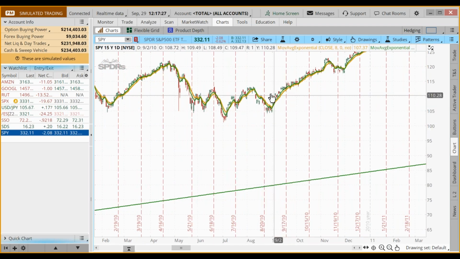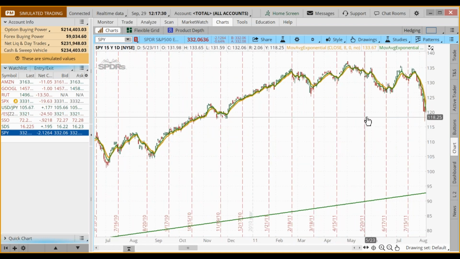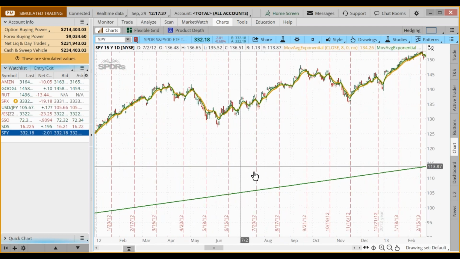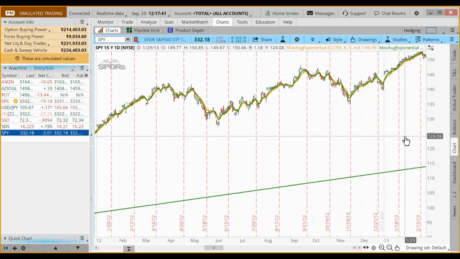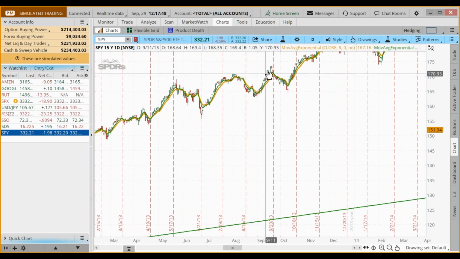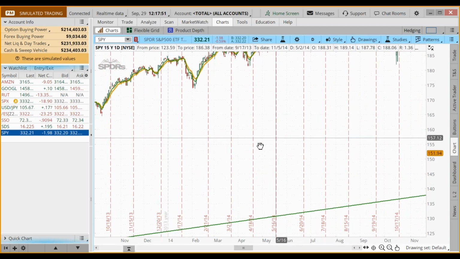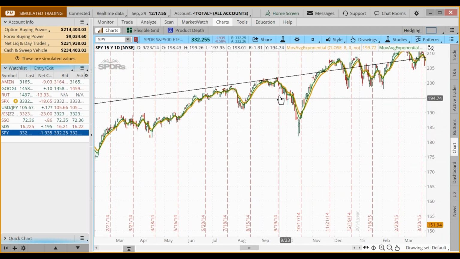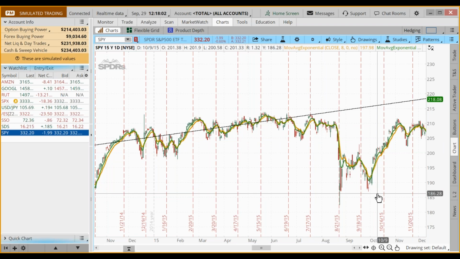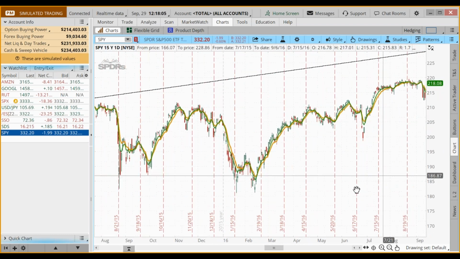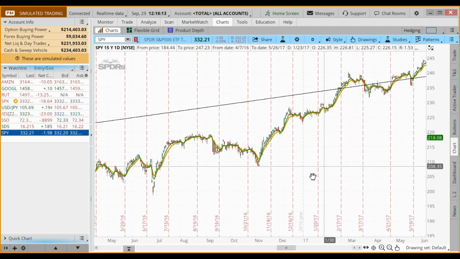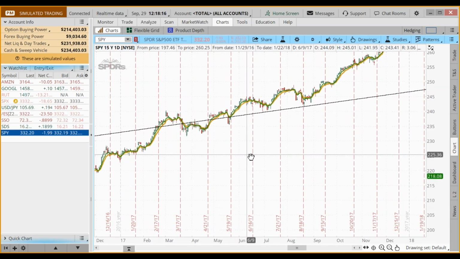Let's go up here, September, October, down. September, October, down. September, October, down. September, October, down. A little bit of a rally and back down. September, October, down. September, October, down. September, October, down a little bit. Surely wasn't up.